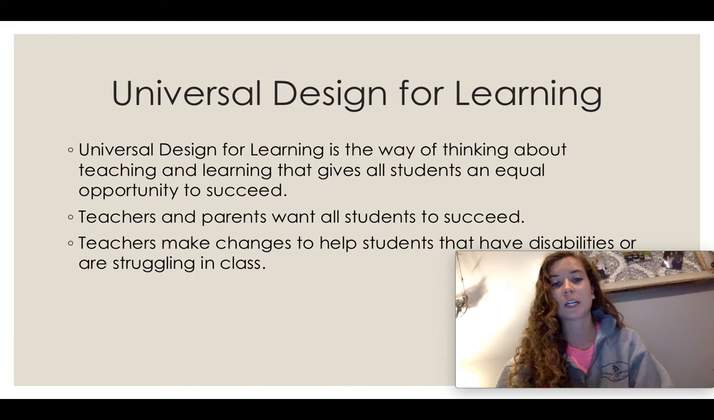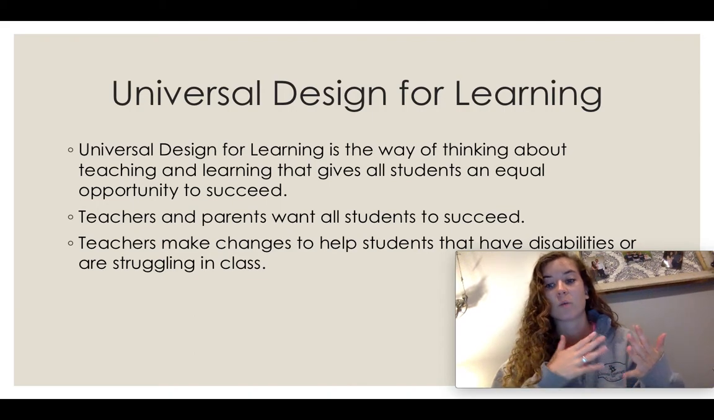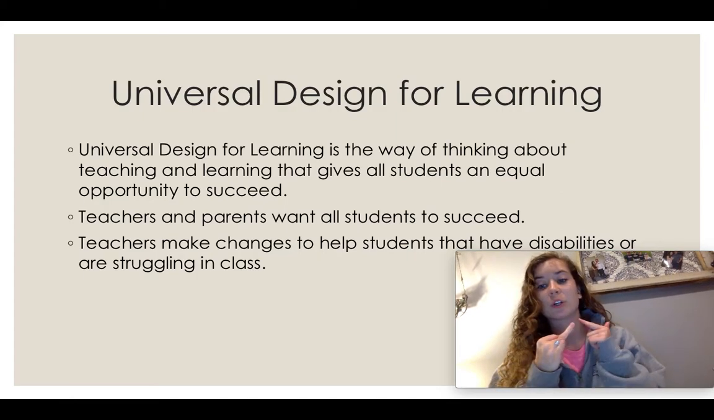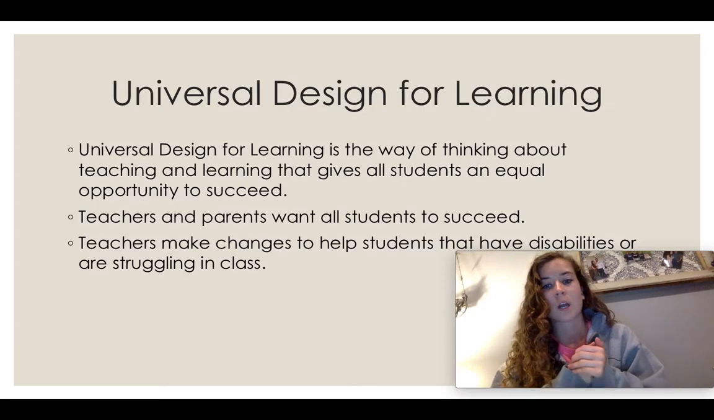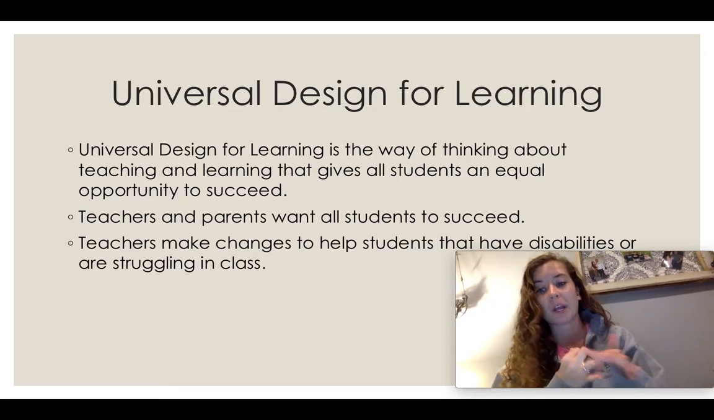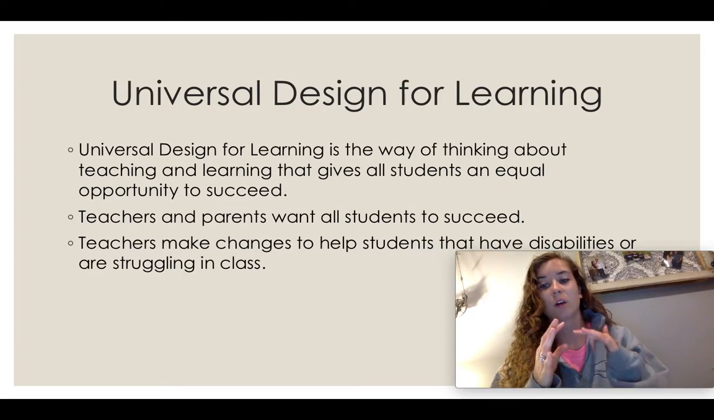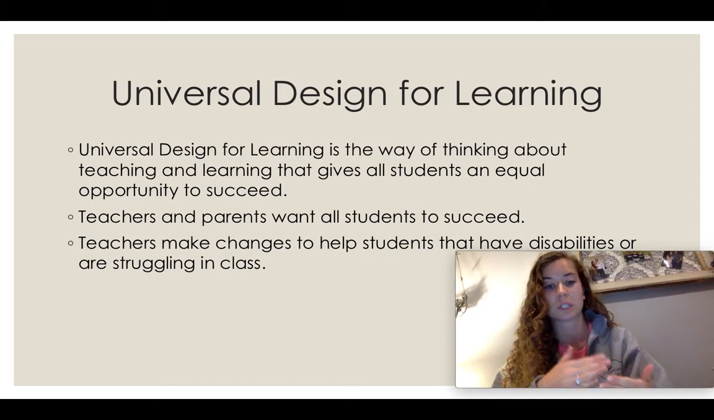Universal design for learning is a way of thinking and teaching that gives all students an equal opportunity to succeed. So this is just the basic gist of it, and what they really focus on is they want every student to succeed. No matter if you have a disability or you struggle with something, they want you to succeed. And this is teachers, parents, school staff, board members, everyone wants the students to succeed.